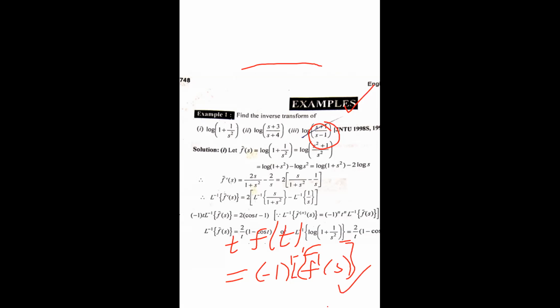So this is the conversion of the formula: minus 1 power 1 t power 1 L inverse of f bar of s. Here n equals 1. We have to observe the next step. L inverse of f bar of s equals 2 by t into 1 minus cos t.